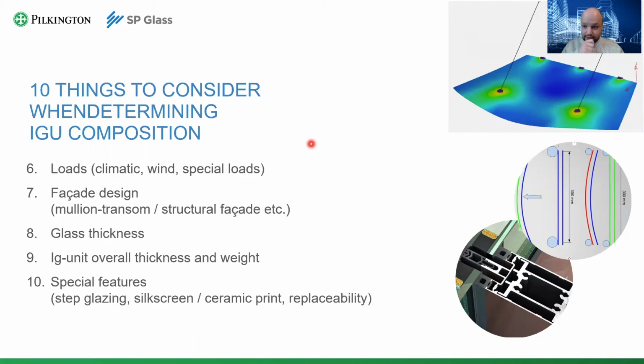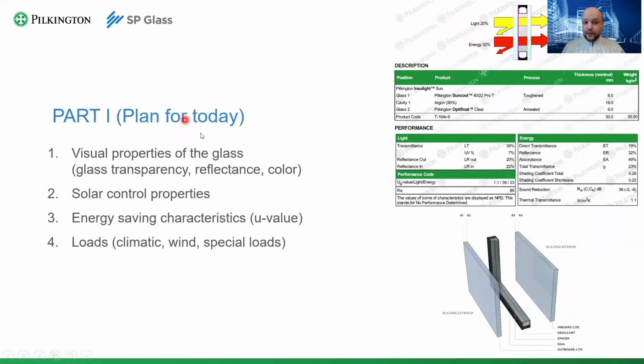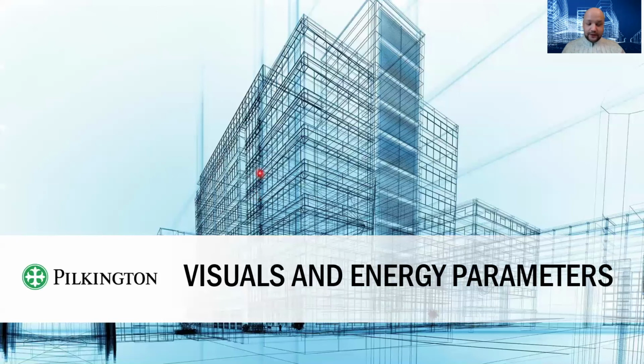I'll talk about it in detail next time. And if you have any special features like step glazing, silk screening, ceramic print on your glass, that will affect the IG unit formula in many ways, especially if you have any type of coating there, but that's the subject for a further discussion. Today, we will briefly remember the first 3 points, and the main focus will be on what loads are affecting the IG unit, how you calculate them, how you take them into account, and basically what they are and where to look. Okay, enough introductory words from me. Let's go to the meat of it.